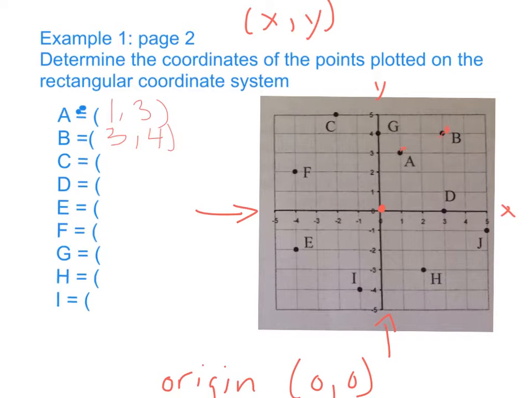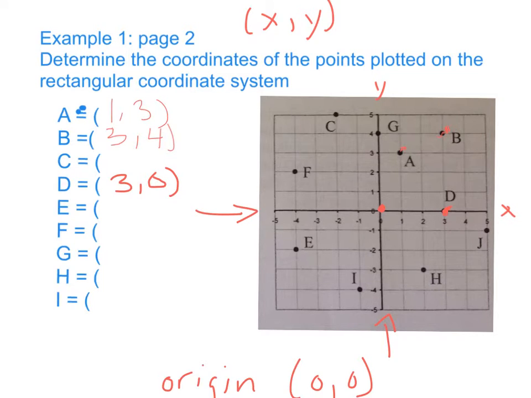So let's take a look at point D, for example. So here's point D. What are the coordinates for point D? Well, D is right on the x-axis. So I can just look, where is it on the x-axis? And it's on 3. So the x value for D is 3. But we already said that for any point along the x-axis, y is 0. So for D, my point is 3 and 0.